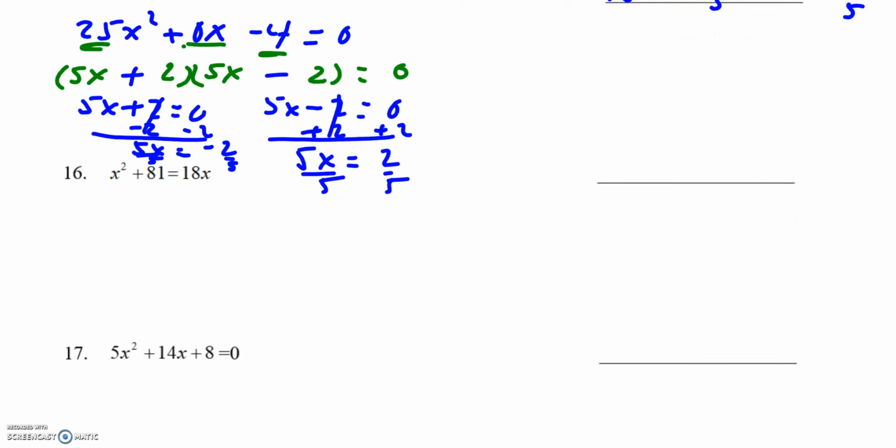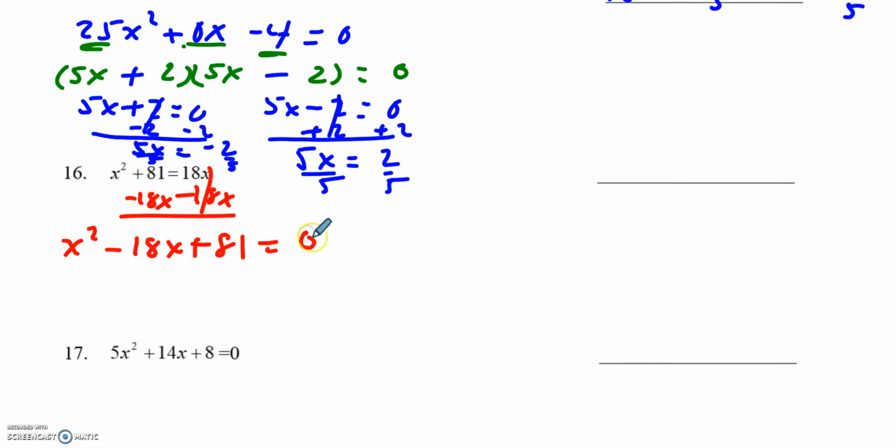Number 16 looks like it is not equal to 0, so I'm going to have to move the 18x to the other side. Now, be careful on this one that you put things in the correct order. Everything should be in standard form. So the negative 18x would come next, and then the positive 81 equals 0.